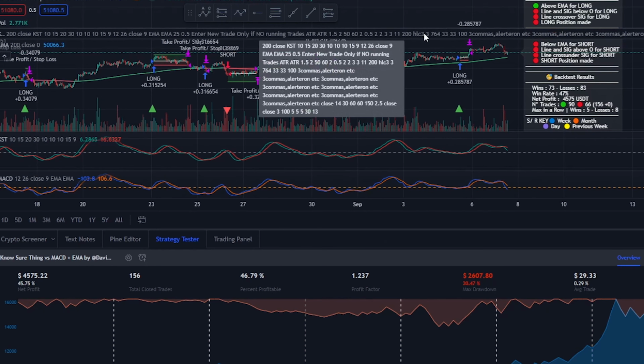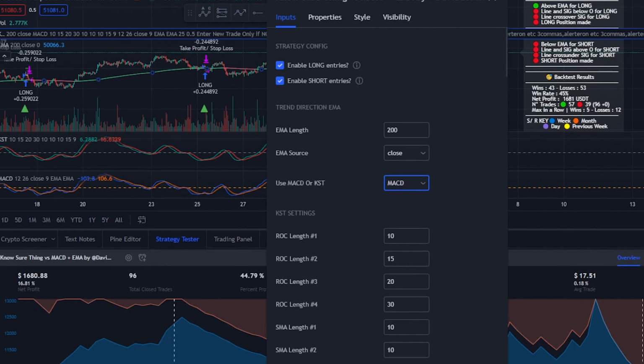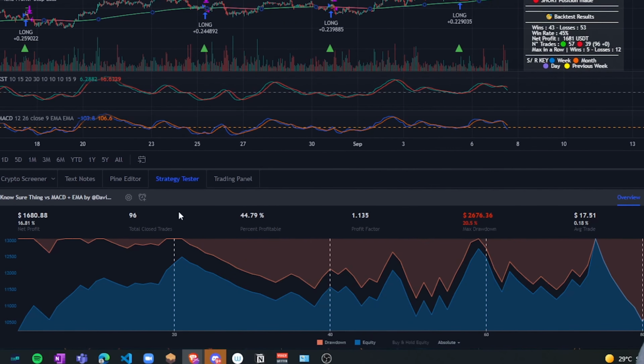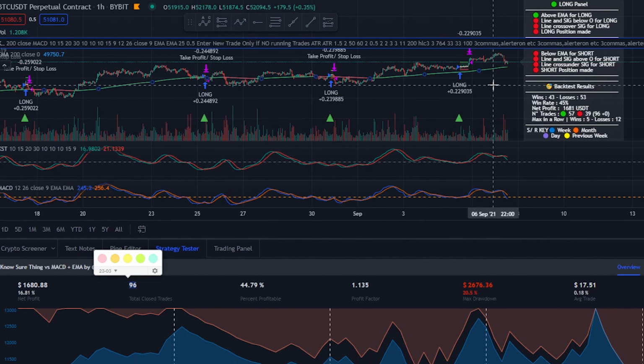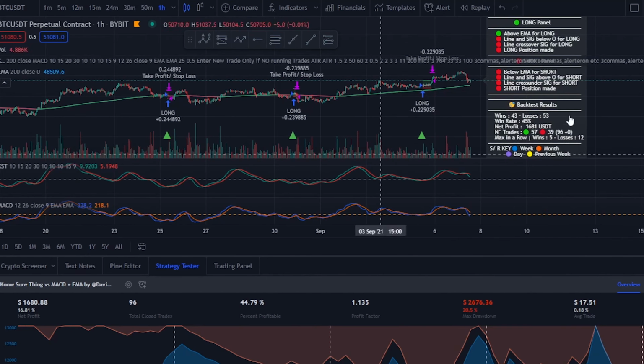Now let's compare it to the MACD to see if it gives us better results. To do that, all we have to do is go over here and type MACD here. We're going to use exactly the same settings to see how it works. The MACD gets us a considerably smaller number of trades at 96, so we're about 50 trades less. We've only got 16.8% net profit, and we're also 44%, so a little bit less profitable than the other strategy we're using, the KST.